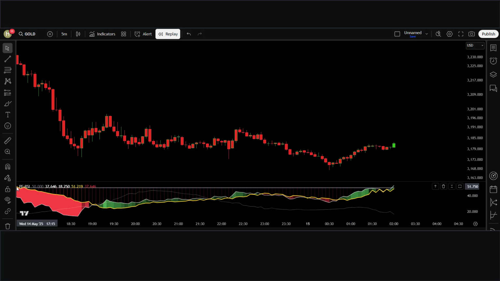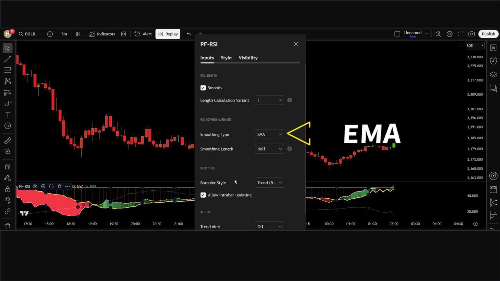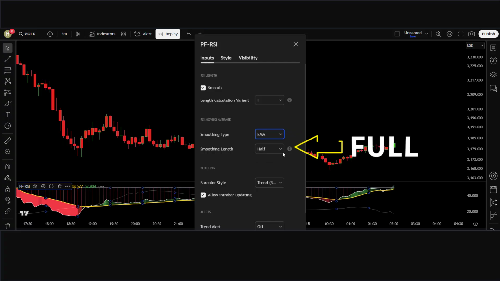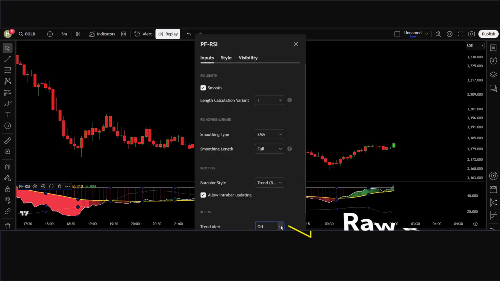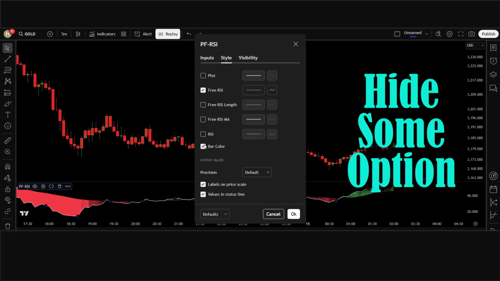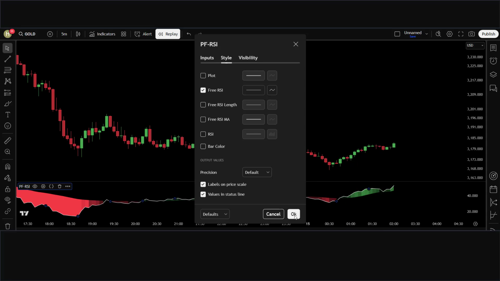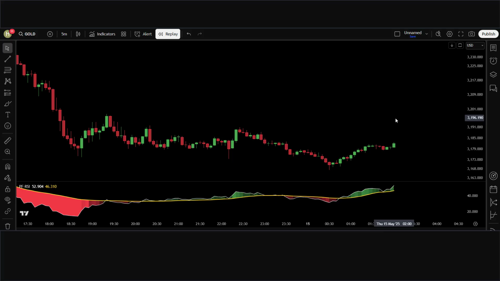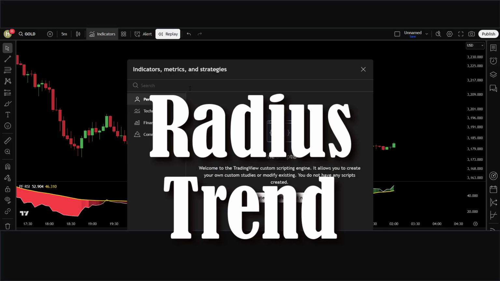Let's change the settings of the indicator. We have to change the smoothing type from SMA to EMA, smoothing length from half to full, and trend alert from off to raw RSI. Now go to the Style tab and hide some options. After that we have to apply another indicator on the chart. The second indicator is called Radius Trend.